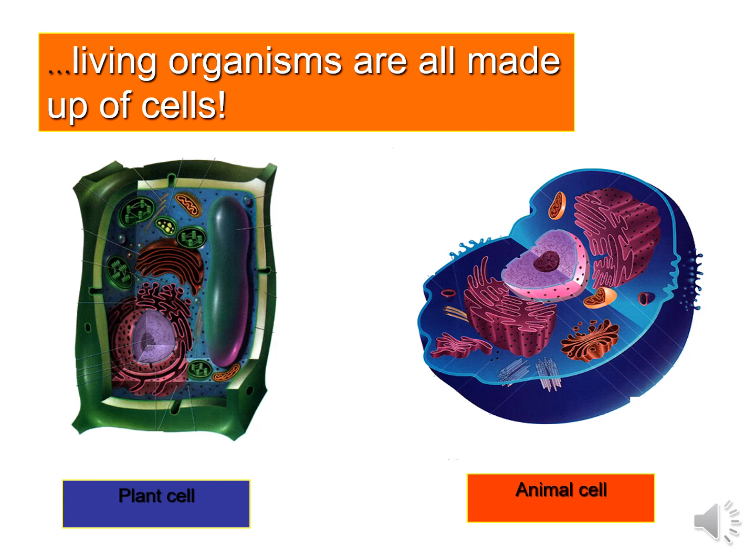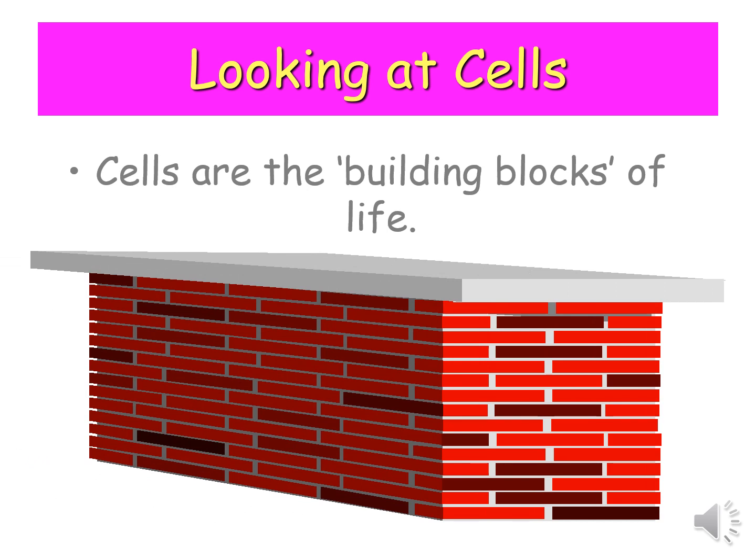So how we're going to start is we're going to look at what all organisms are made of. And organisms are made up of units called cells. Now cells are the building blocks of life. All living things are made up of cells.